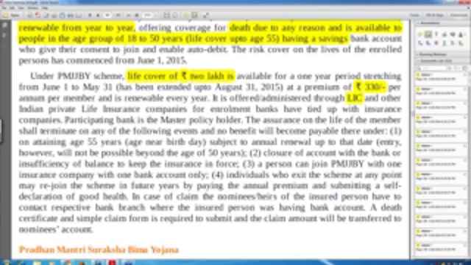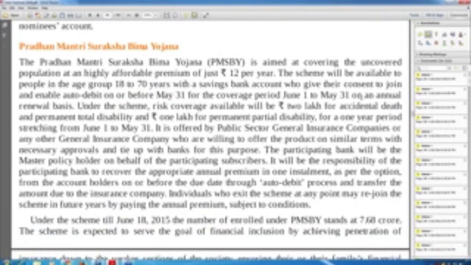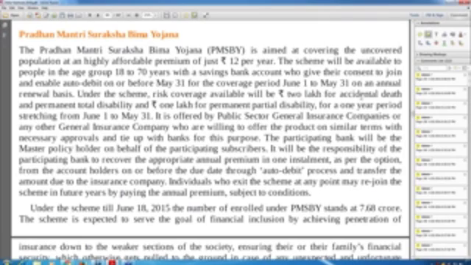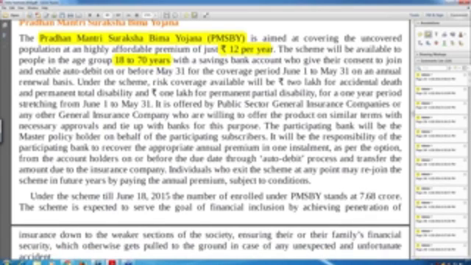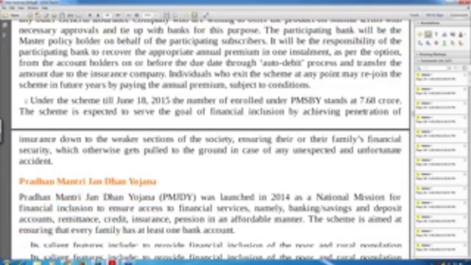You will not get a question on the details, just that these schemes are launched recently and the Prime Minister keeps talking about these schemes. So usually UPSC may ask you. Pradhan Mantri Suraksha Bima Yojana is another cover where you have to pay just ₹12 per year and the age group is 18 to 70 years. Again, you will get 2 lakh for accidental death and permanent disability and ₹1 lakh for permanent partial disability for a 1 year period. So some information is enough.